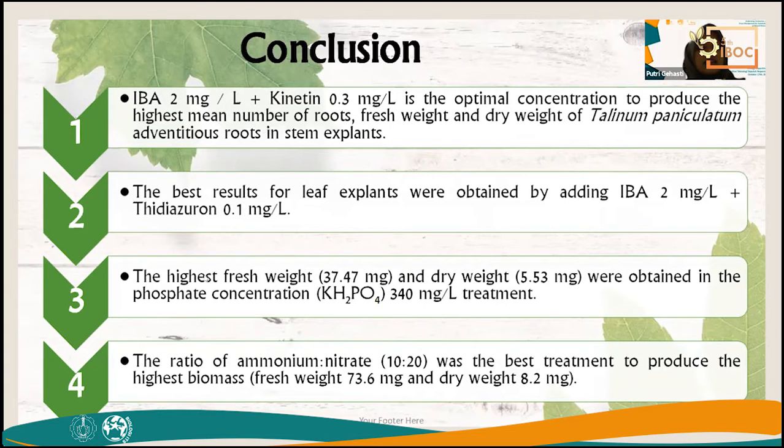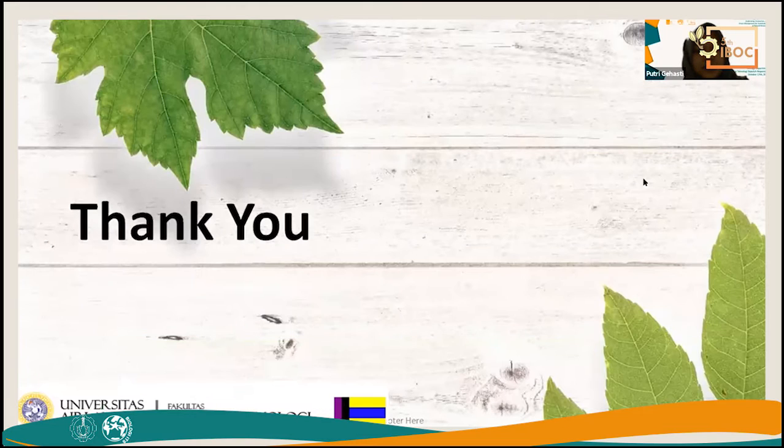And then the highest fresh weight was obtained at the phosphate concentration of 340 mg per liter treatment. And the last one is that the ratio of ammonium 10 and nitrate 20 was the best treatment to produce the highest biomass. Thank you.